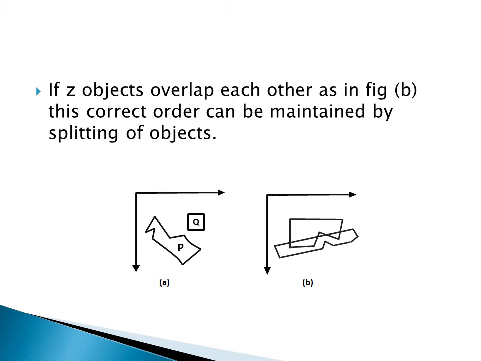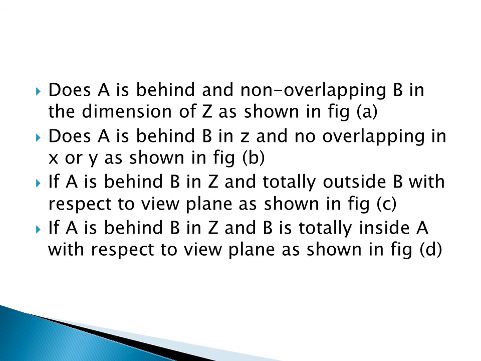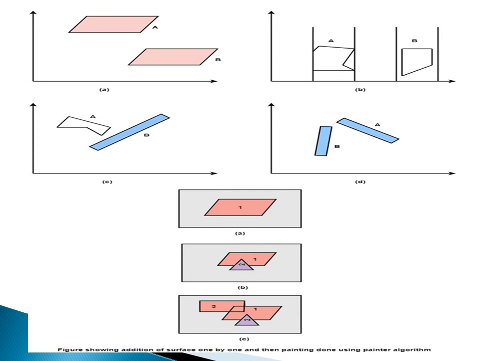If objects overlap with each other, as stated in figure B, the correct order can be maintained by splitting. In the general process that we paint on any view plane, first we paint the background surface, then the distant objects, then the nearer objects. This is the basic process performed by the painter's algorithm. It is again an image space as well as object space method, and it is also called the depth sort algorithm. This is the basic procedure of overlapping.